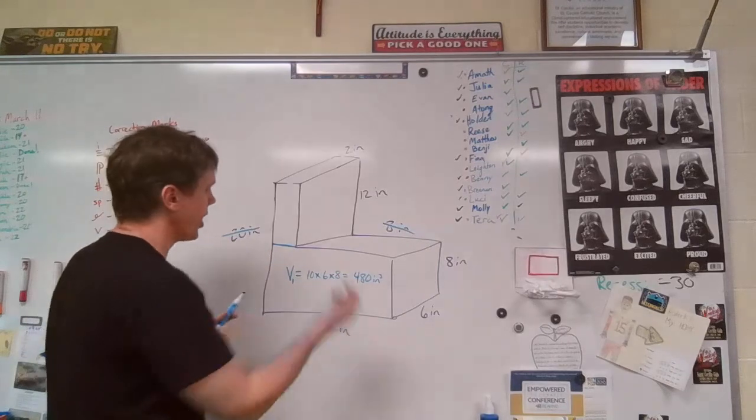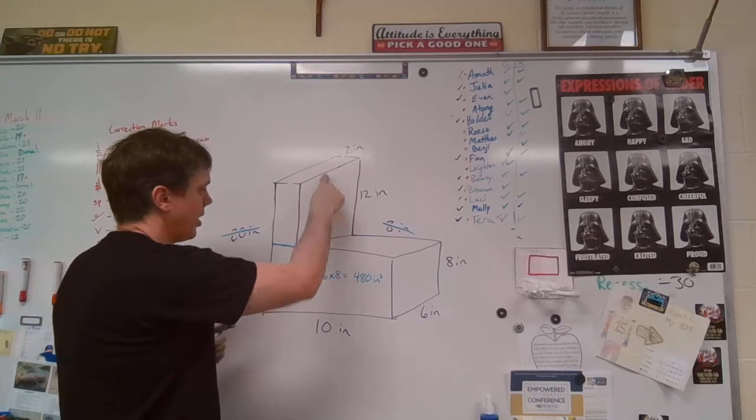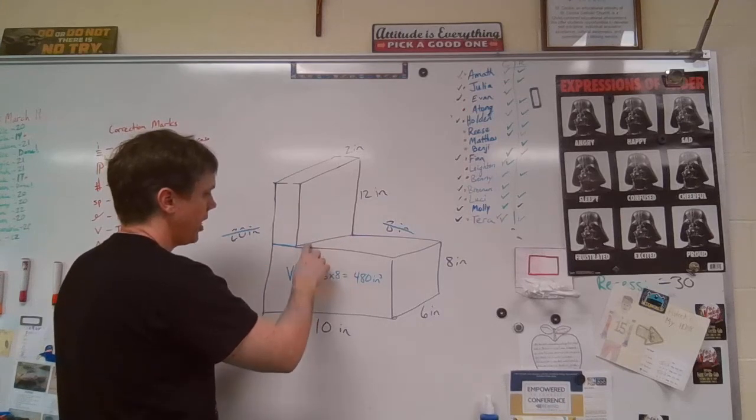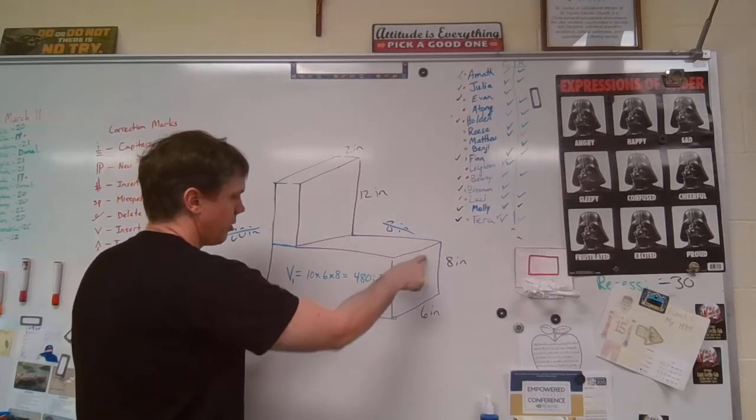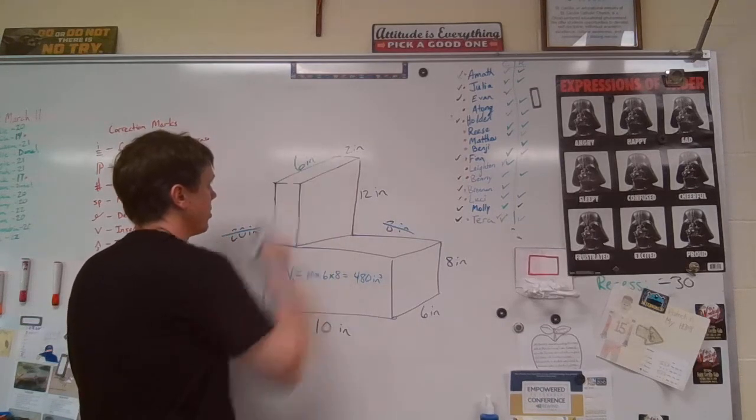Because unless we're told otherwise, we have to assume that this distance here is the same as this distance here. And that is the same as this distance here. And this is the same as this one, which is the same as this one. So this is actually 6 inches right there.